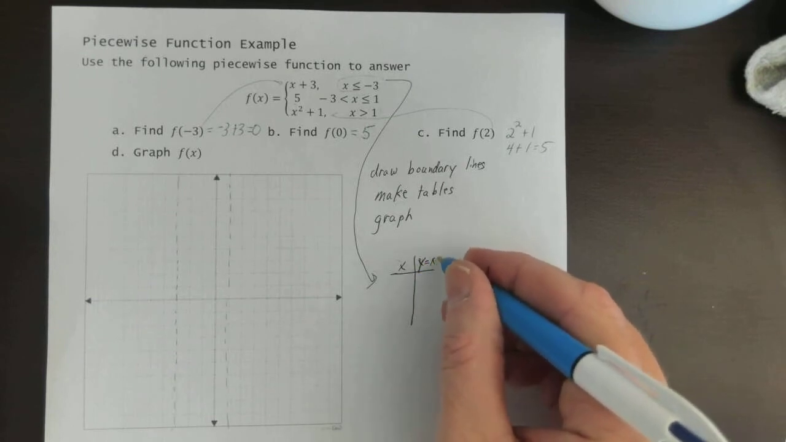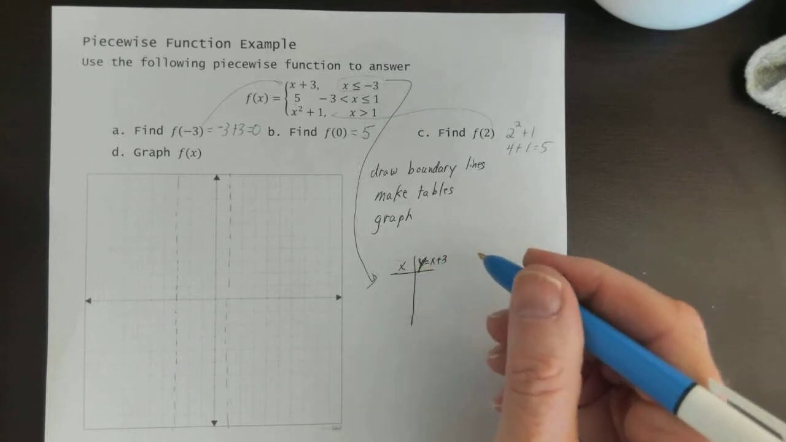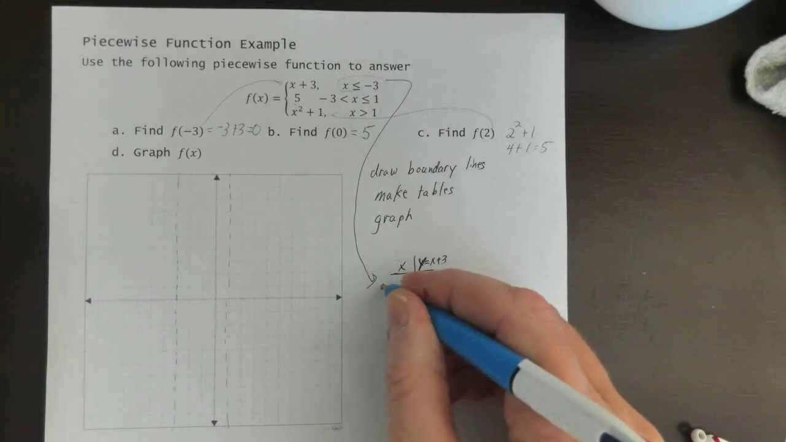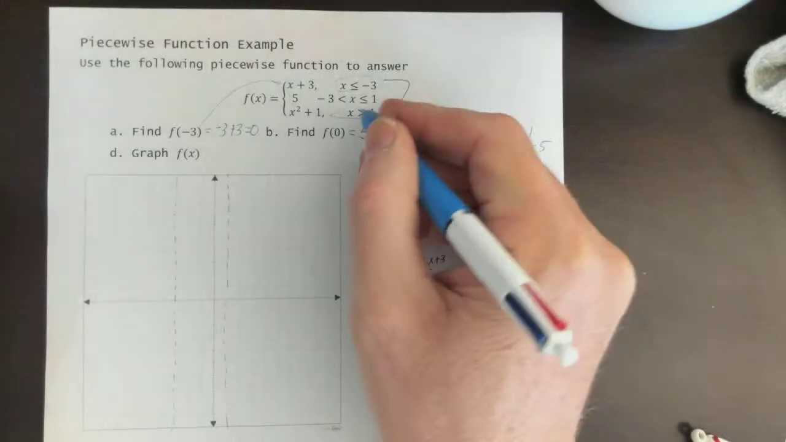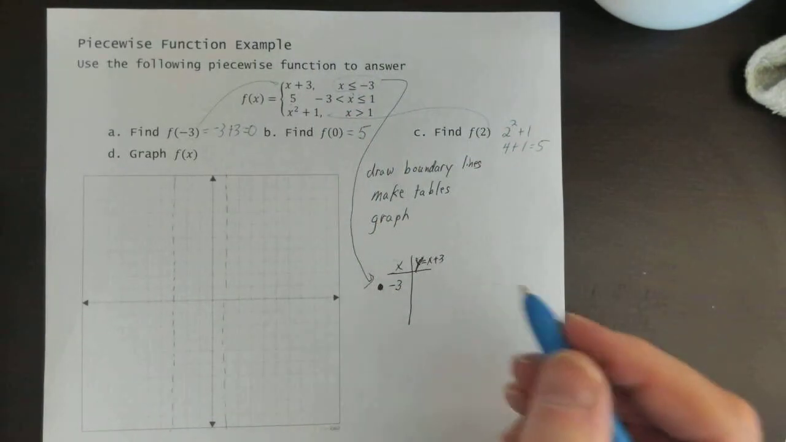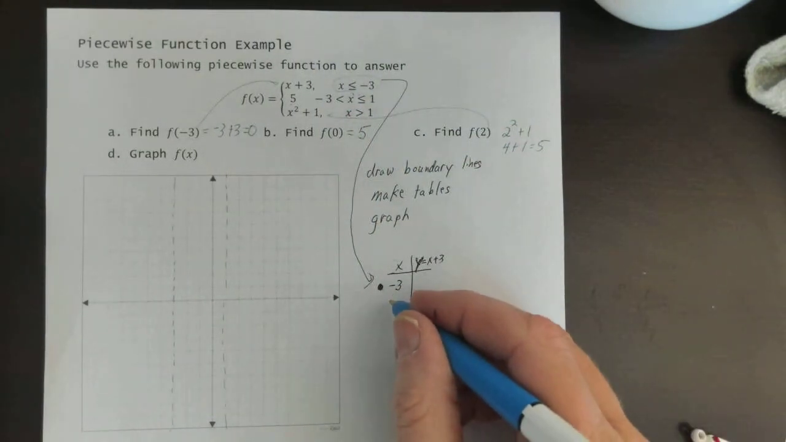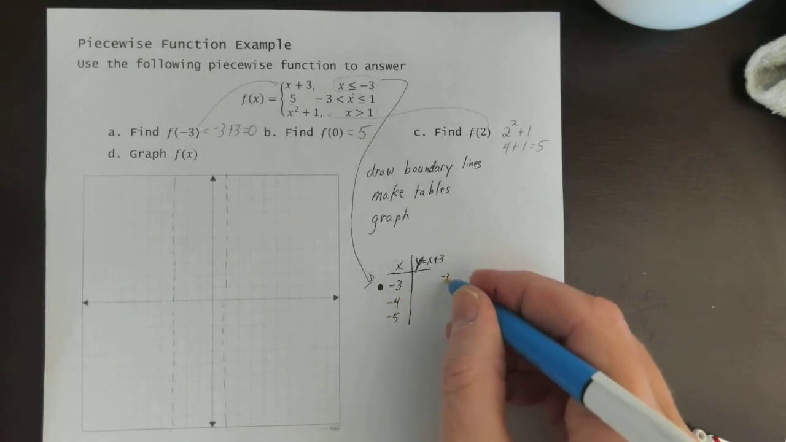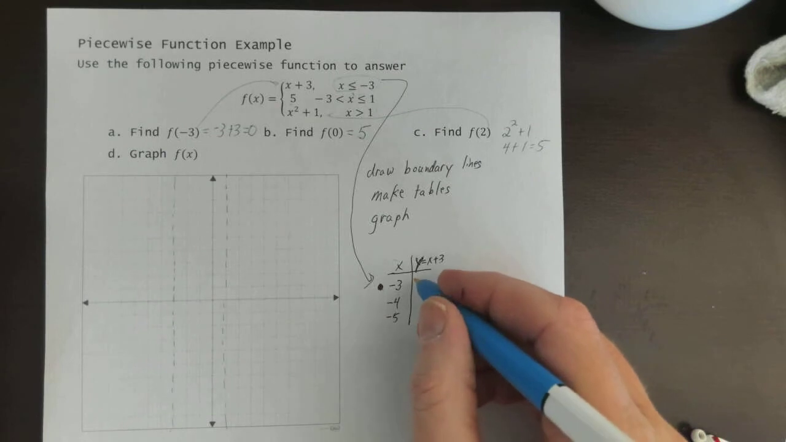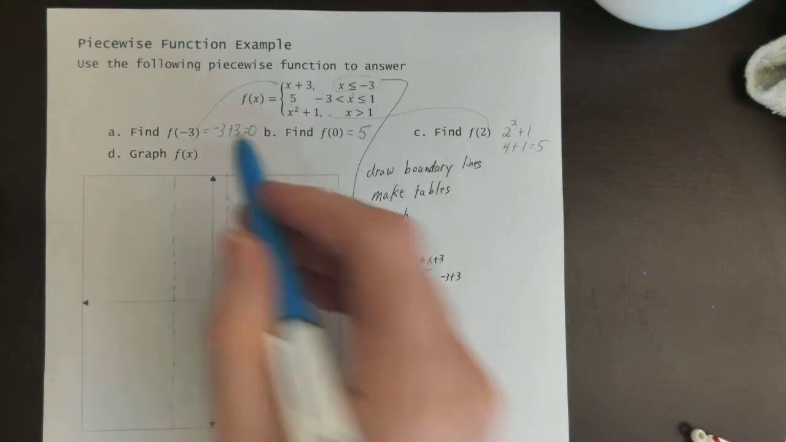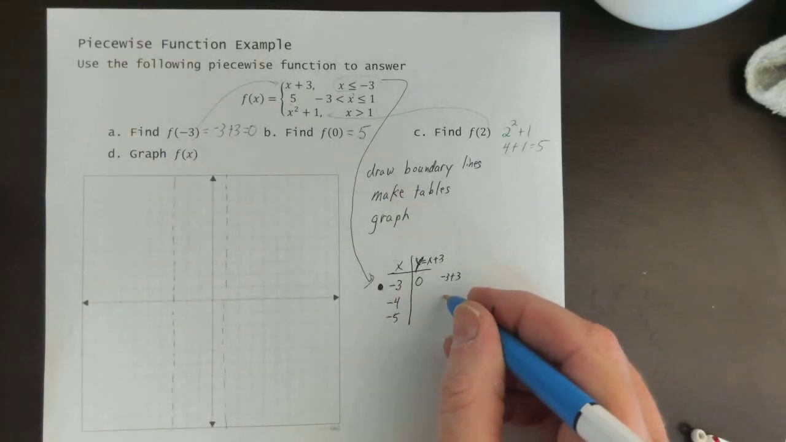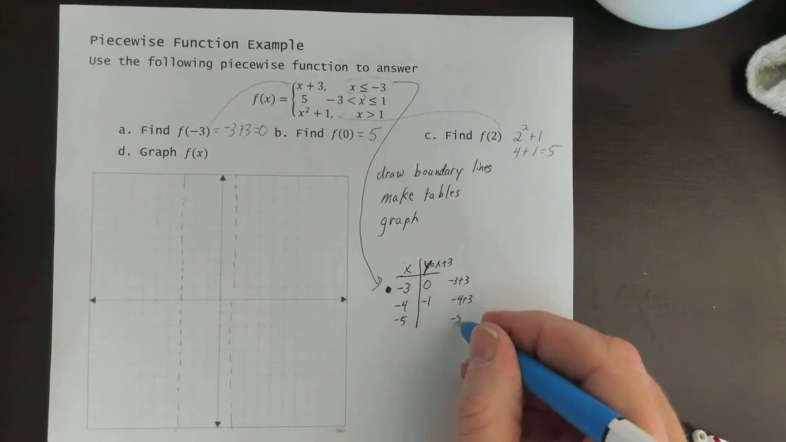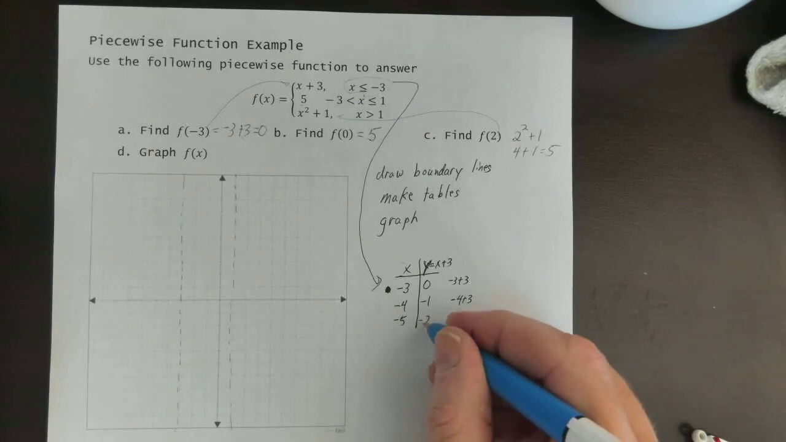Okay, so I'm going to make the first table, with x and y, and y is equal to x plus 3. I'm using y instead of f of x there. I'm going to use -3, and it's the "or equal to," so the solid dot is going to go on the -3, and then less than that would be -4 and -5. So -3 plus 3, I did that one already, that's 0. And then -4 plus 3 is -1, and -5 plus 3 is -2.